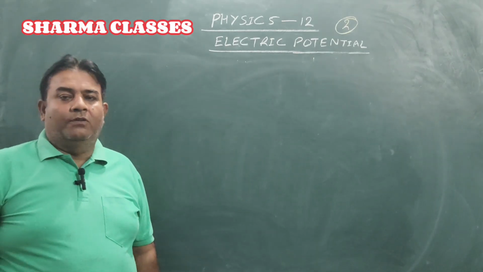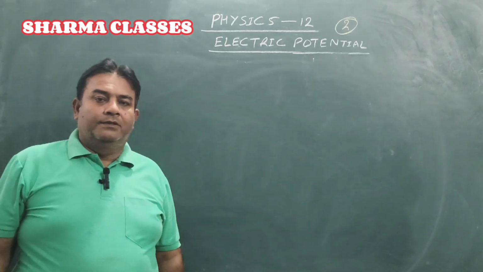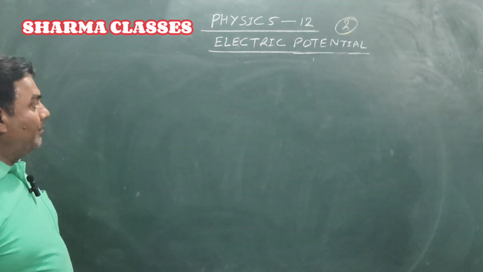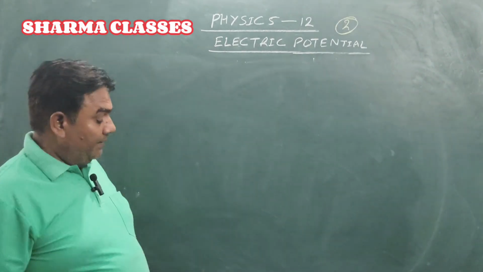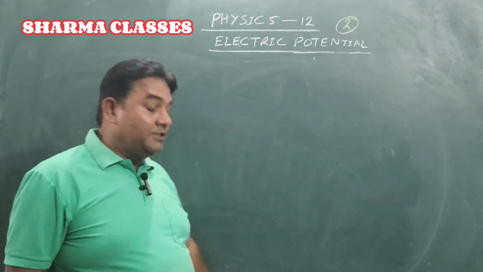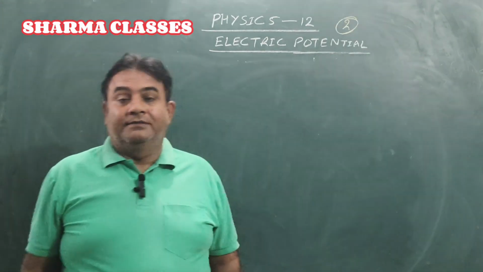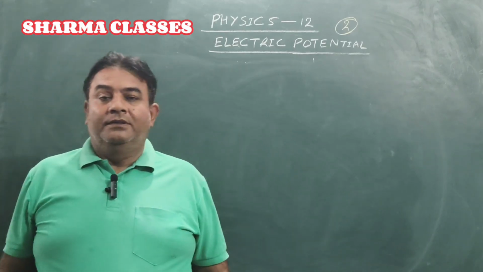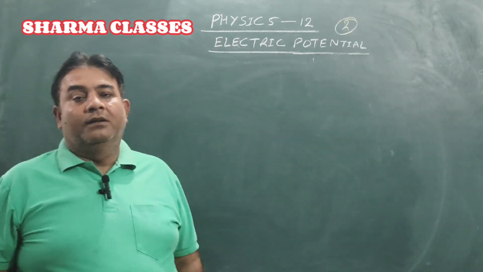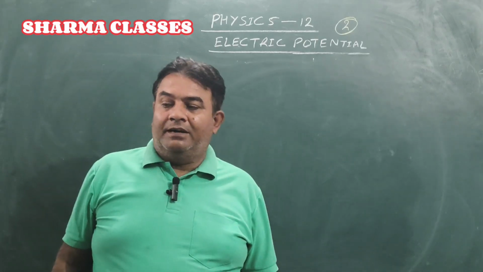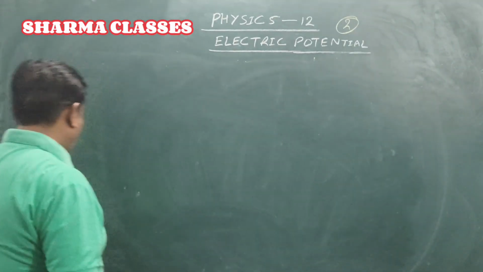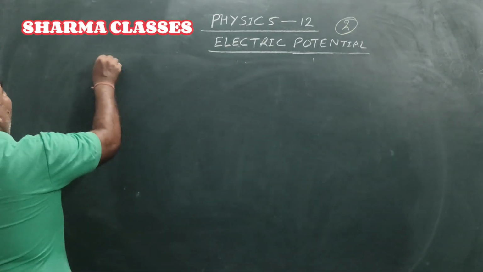Some other formulas related to electric potential are related to the electric dipole. You know the electric dipole. What is an electric dipole? When two charges of equal magnitude and opposite sign are placed a very small distance from each other, they form an electric dipole. Now we read about the electric potential due to an electric dipole. For this, two positions are given: end-on position and broadside-on position. First we read about the end-on position.